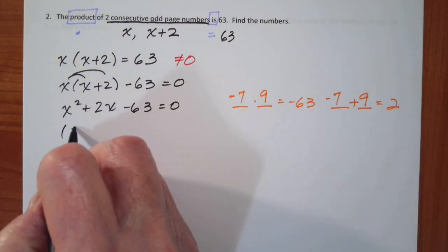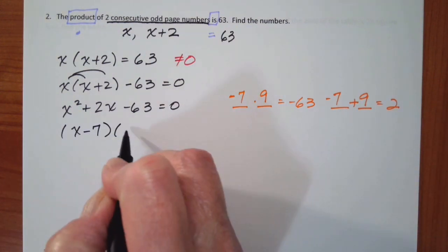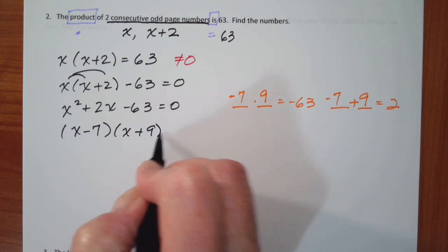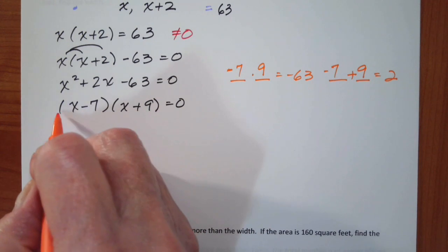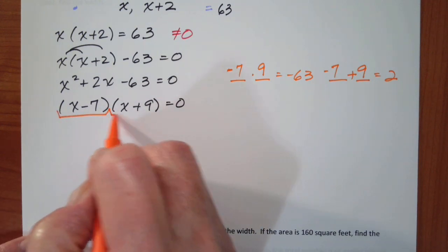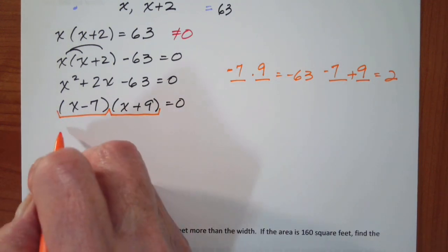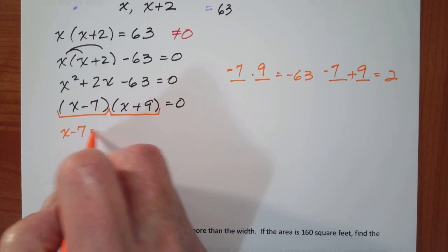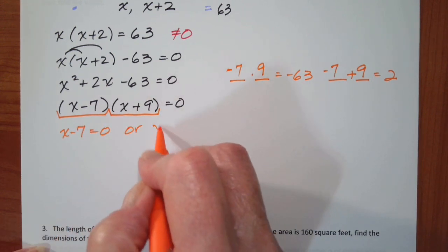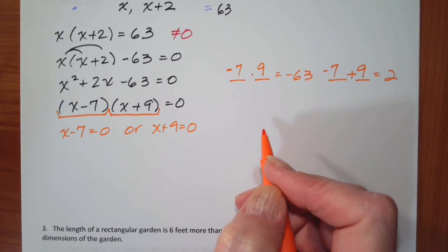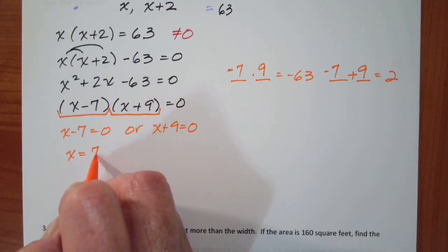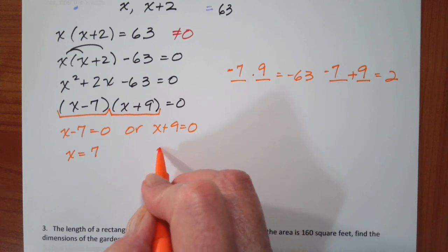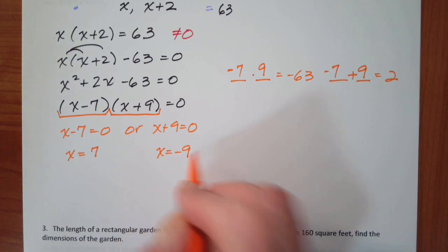So that gives me x minus 7 times x plus 9 is equal to 0. So now I have this factor times this factor equals 0, which tells me that x minus 7 equals 0 or x plus 9 equals 0. If I add 7 to both sides, I get x is 7. If I subtract 9 from both sides, I get x equals negative 9.